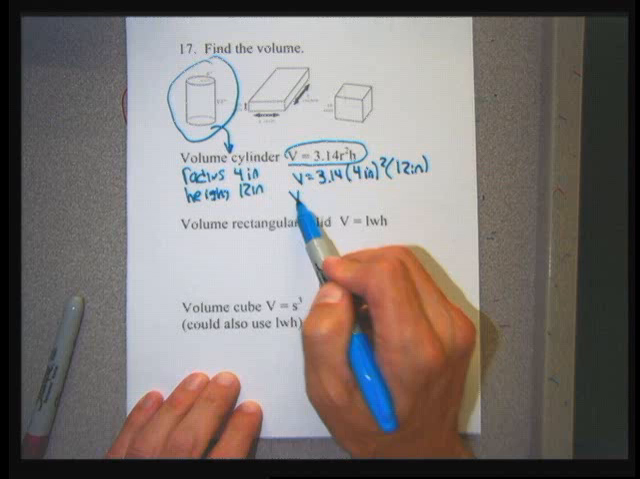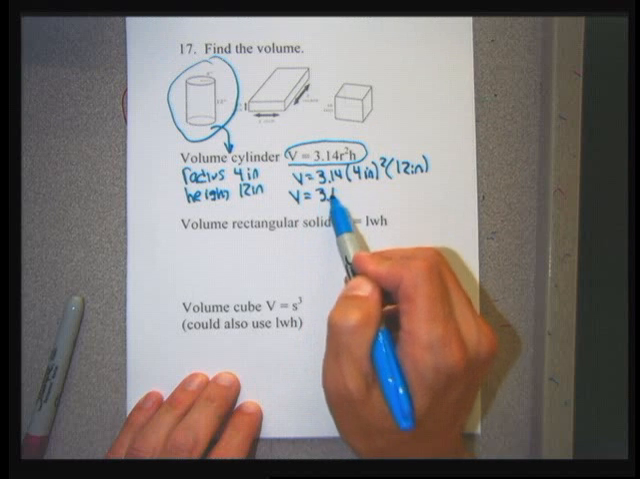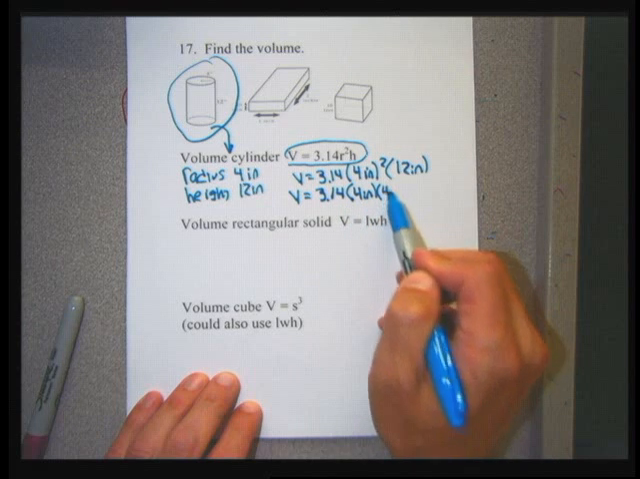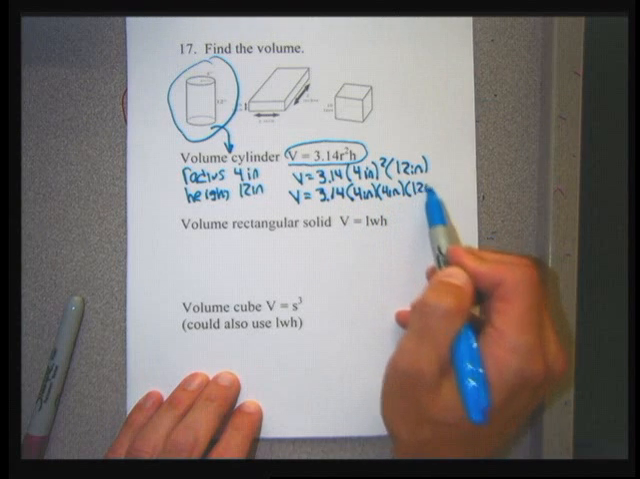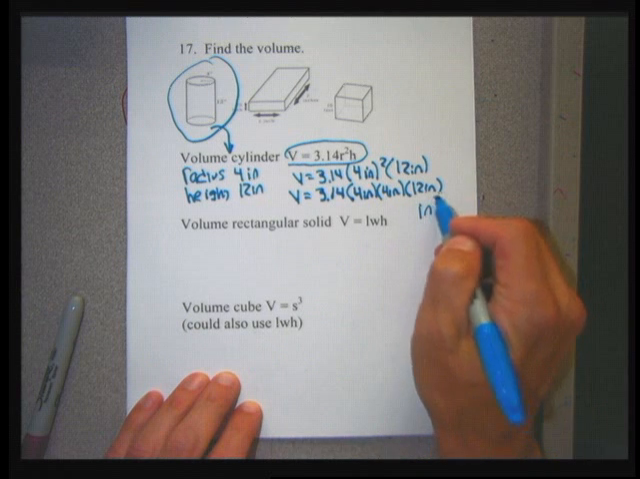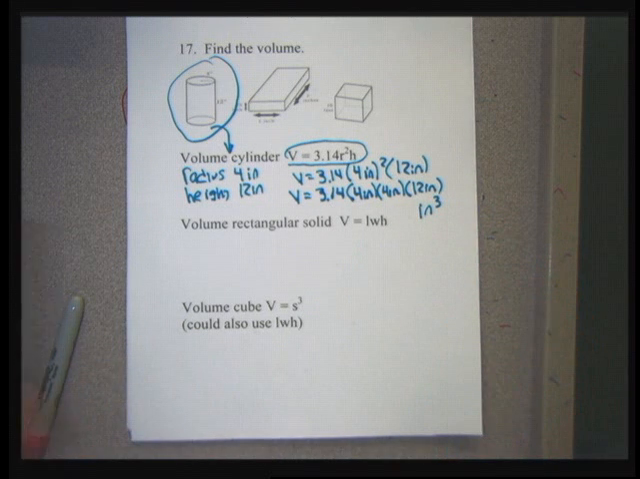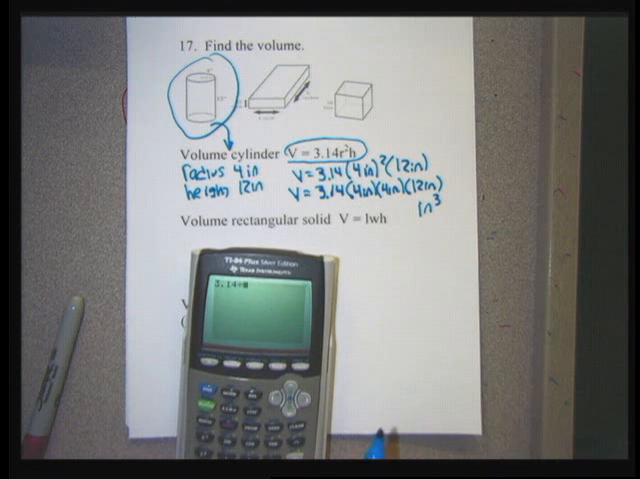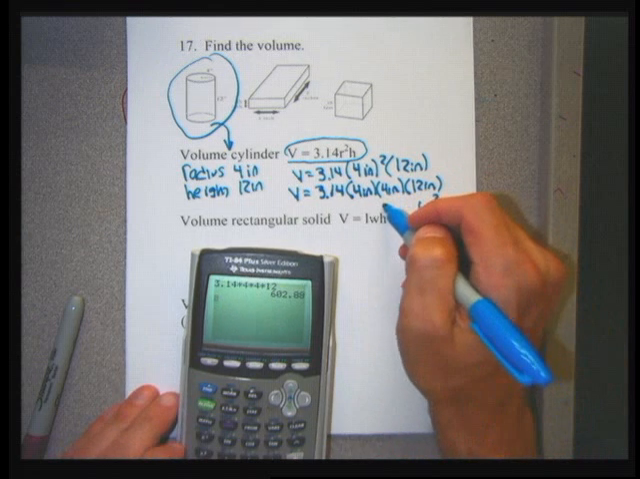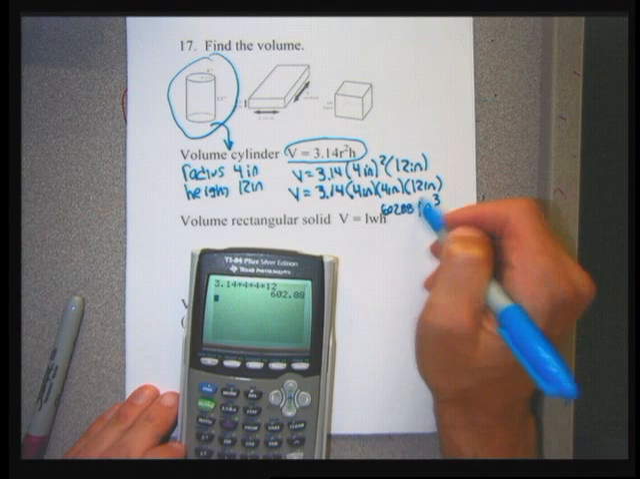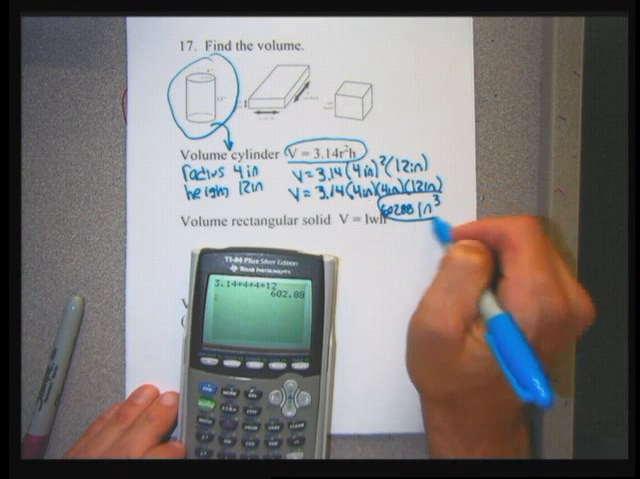So technically, the volume of this cylinder is 3.14 times 4 inches times 4 inches times 12 inches. Inches times inches times inches are going to give me cubic inches. And then when I multiply the numbers out and round to 2 decimal places, I go 3.14 times 4 times 4 times 12, and I get 602.88. So for the cylinder, its volume is 602.88 cubic inches.